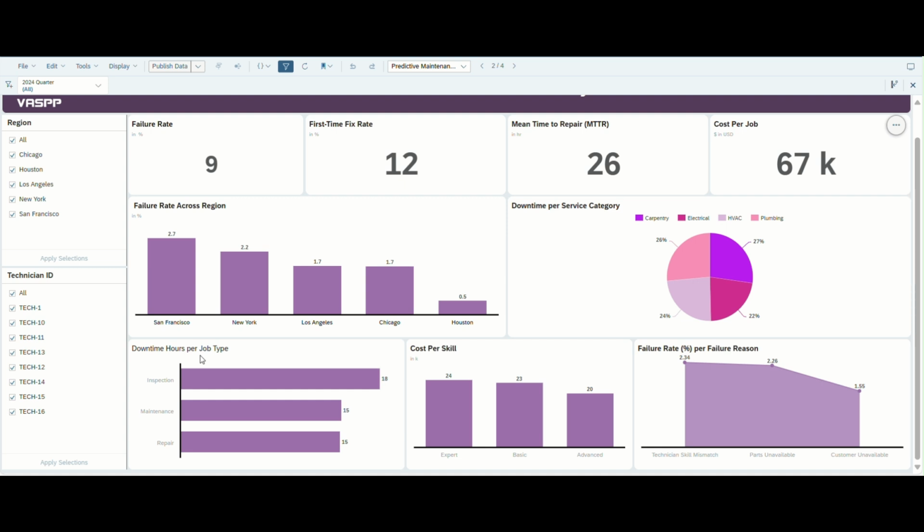resource allocation. Moving on to the cost per skill line chart. It compares average costs per technician skill level, with advanced at $20K, basic at $23K, and expert at $24K. Interestingly, basic and expert levels show higher cost than advanced, which could point to misaligned job assignments or inefficient task allocation. Finally, we examine failure rate, percent per failure reason.